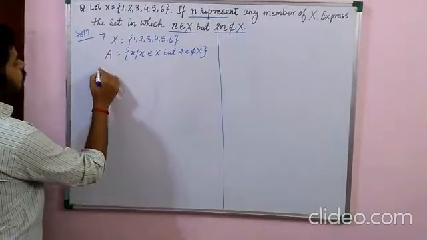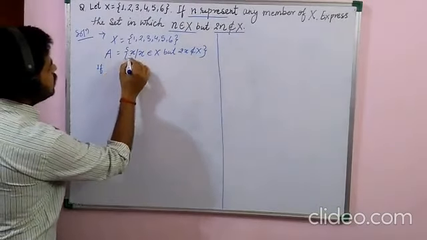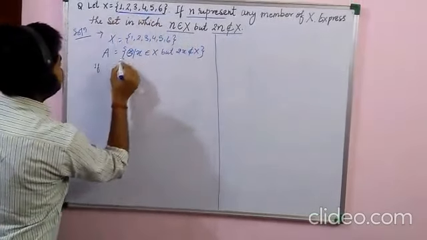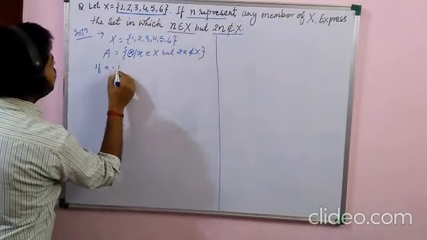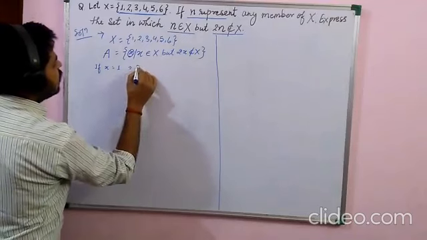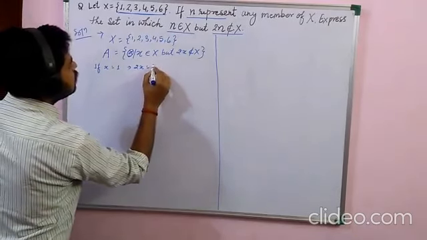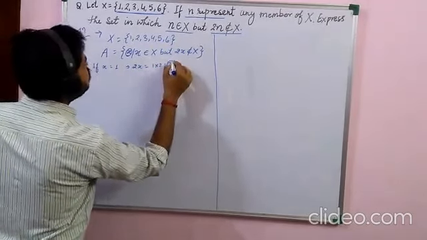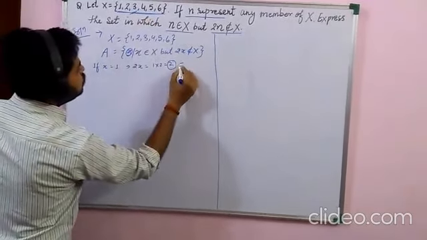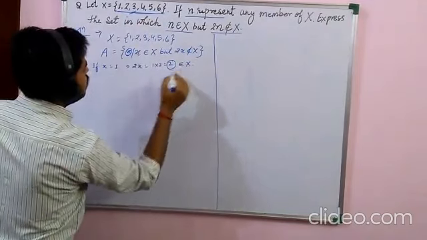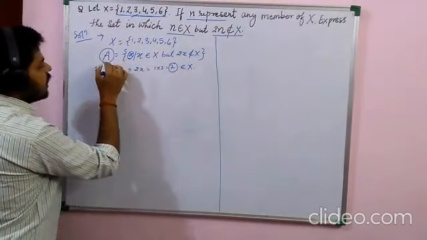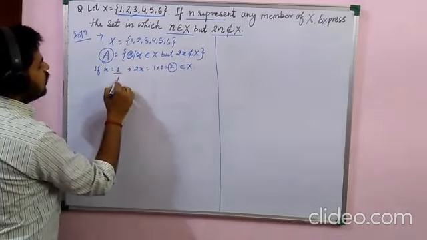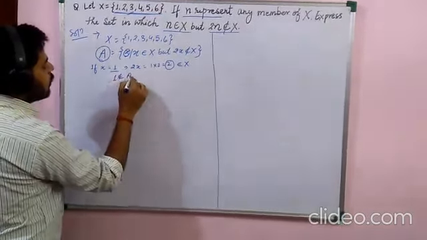Suppose x is a member of these. If x is equal to 1, then 2x is equal to 1 into 2, which is equal to 2. Now see, this 2 is also in this set, so 2 belongs to X. It means our set A will not include this element. So 1 does not belong to A.